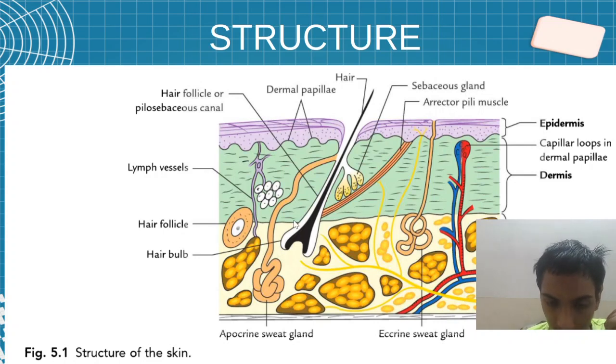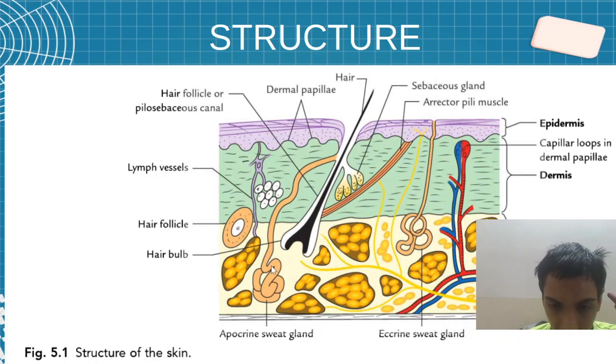This is the hair follicle. These are the dermal papillae, the arrector pili muscle. This is the sebaceous gland. This is the dermis layer. We are finding the capillary loops in dermal papillae. The vessels will be found here. Here you are also seeing some lymph vessels. Here is the hair follicle, the bulb.